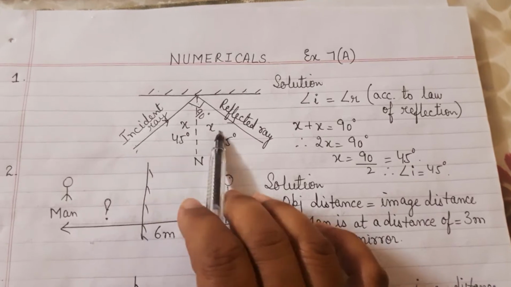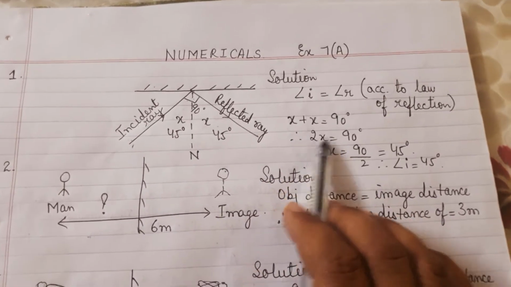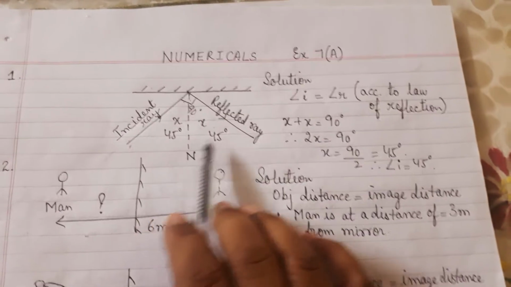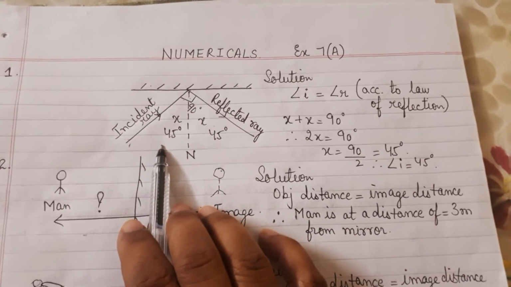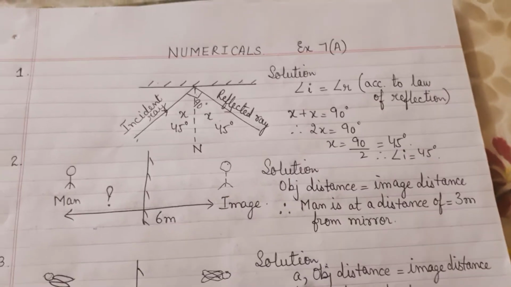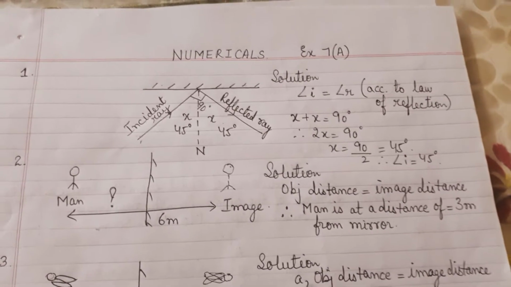So x plus x is equal to 90 degrees. 2x is 90. So what is x then? 90 divided by 2, 45 each. So therefore the angle of incidence is 45 degrees. So this is how you solve it. Now let's move on to the second question.